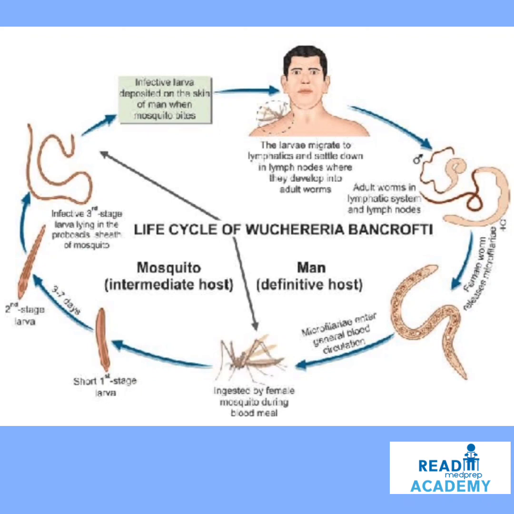In the body of the mosquito, which is an intermediate host, the larva shows stage 1, which becomes shortened, and then it develops into a second stage larva in about 3 to 7 days, and later becomes the infective third stage larva lying in the proboscis sheath of the mosquito. And this infective third stage larva is again injected into a new host, and the cycle continues.